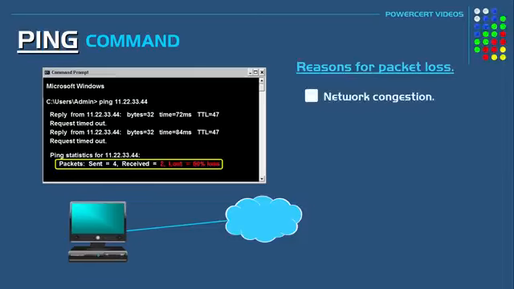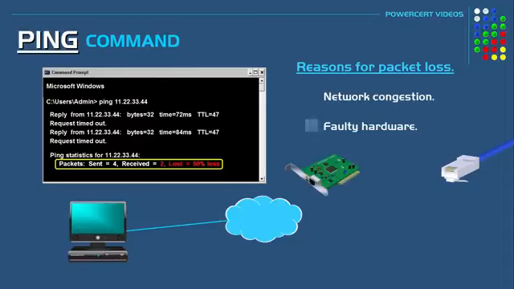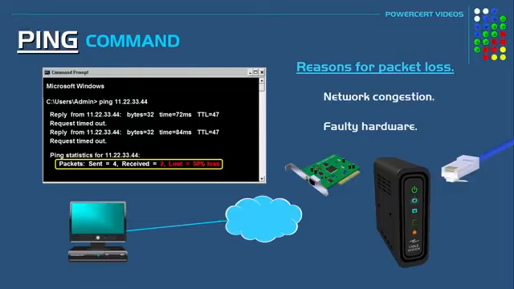It could mean that there's network congestion. If there is a lot of traffic on a network and the network can't handle all that extra traffic, then data packets will get dropped. Or it could also happen because of faulty hardware, such as bad cables or bad wiring. Or it could be a bad network card or bad connections. Or it could be a bad modem, which is exactly what happened to me in my case.